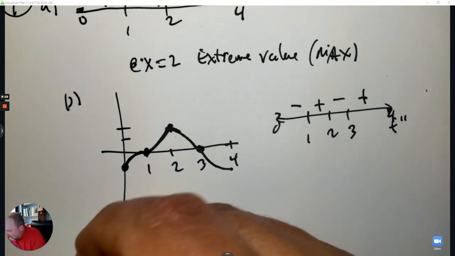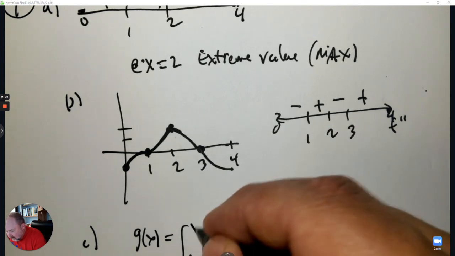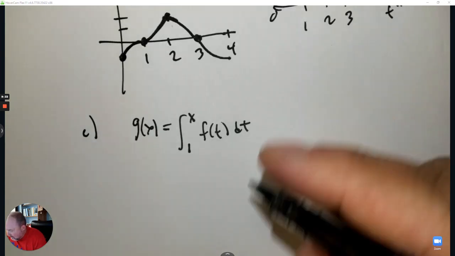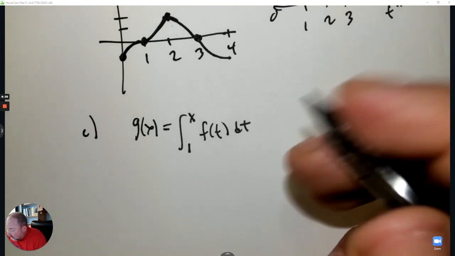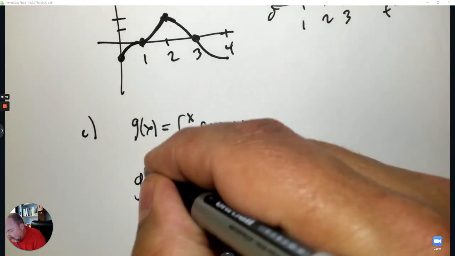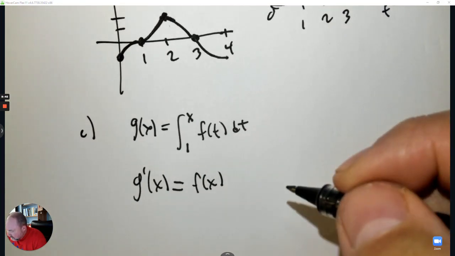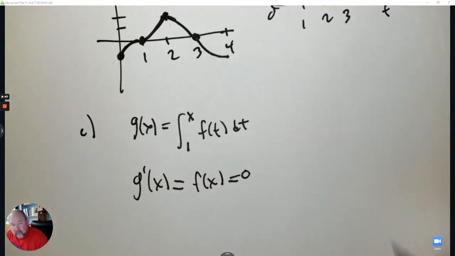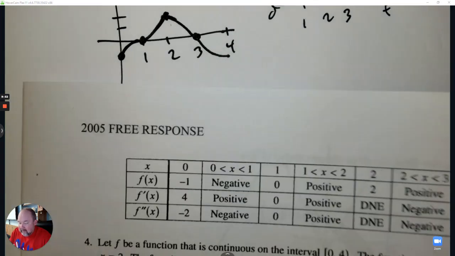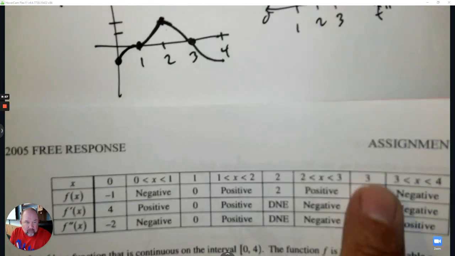Part C. It says g at x is, see how often they do this, defined as an integration from 1 to x on the open interval from 0 to 4. Find all values of x at which g has a relative extreme. So we have to take the derivative for that. So the derivative is just f at x. And then make it equal to 0. So when the derivative is equal to 0, which is the same as f at x equal to 0, is at 1 and at 3.